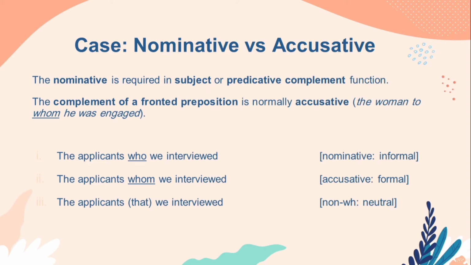For example, the woman to whom he was engaged. And for another example, the first is: the applicants who we interviewed. This is the nominative, informal, and the second, the applicants whom we interviewed, is the accusative, formal, while the applicants that we interviewed is non-WH relative and it is neutral.